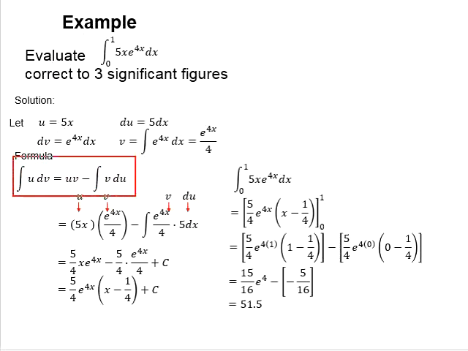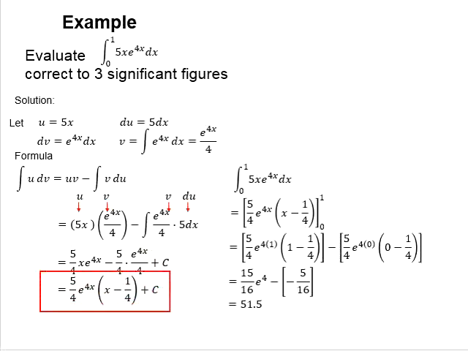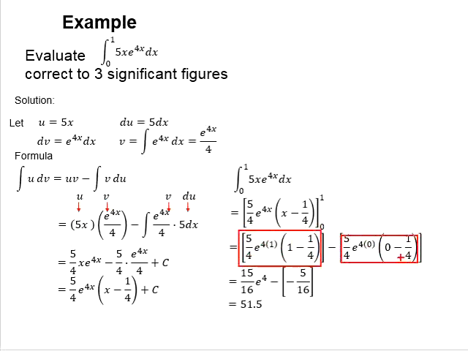Adopt the formula for integration by parts. u, v, minus the integral of v du. Integrate the v du. Remember to put in the c at the end of the expression. Rearrange the equation, you get this. Define the limits. Substitute the upper limit minus the lower limit. Solve the equation, you get 51.5.